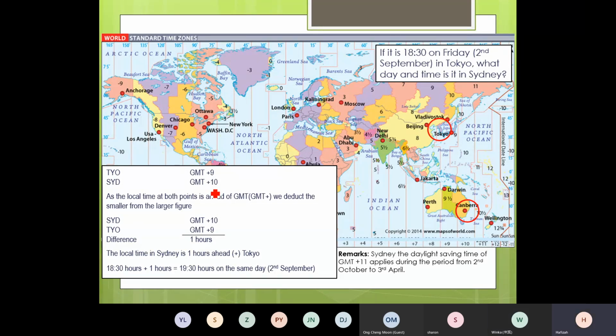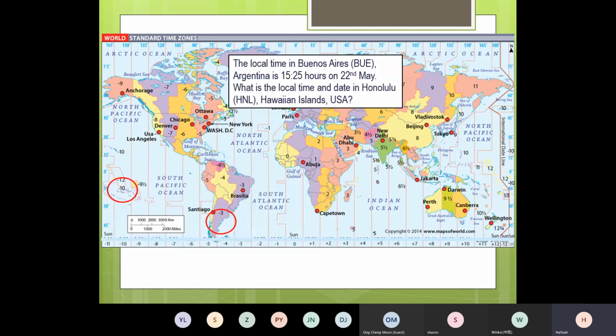Yes. Now if you see here, the local time in Buenos Aires, Argentina is 15:25 hours on 22nd May. What is the local time and date in Honolulu, Hawaii? So what is the date? So first, how to do?